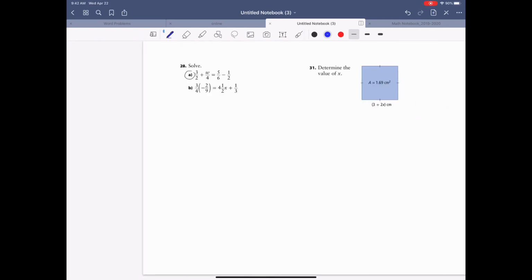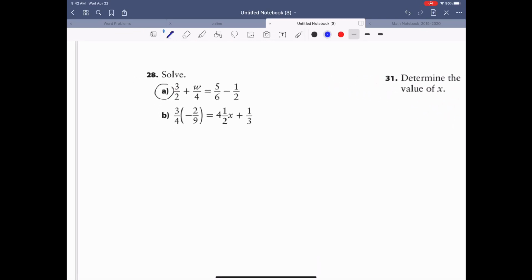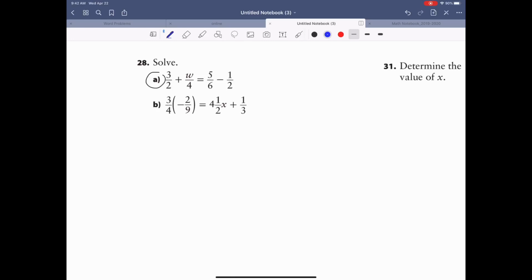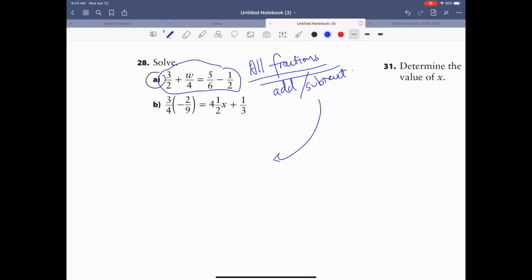Okay. Great. So this one here, 28A, someone asked about that. Okay, so in this type of question, where you see all fractions, a trick or a method of doing it is to actually find a common denominator for all the fractions here. And so for all fractions, adding or subtracting. Okay, I'll tell you why that method always works. So find a common denominator.